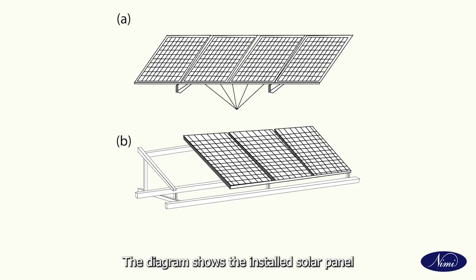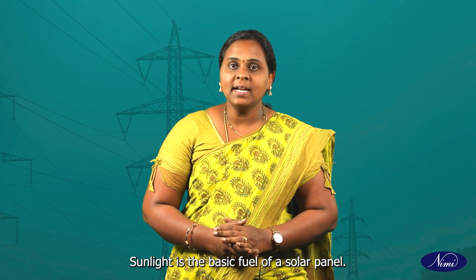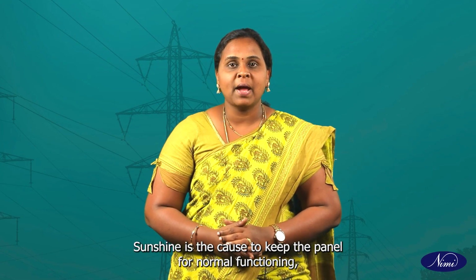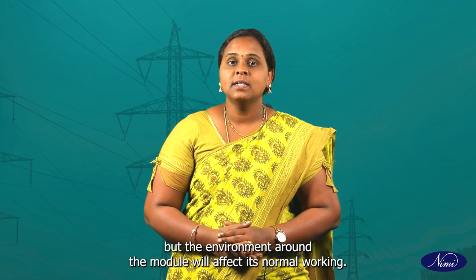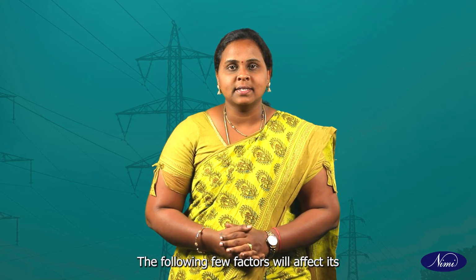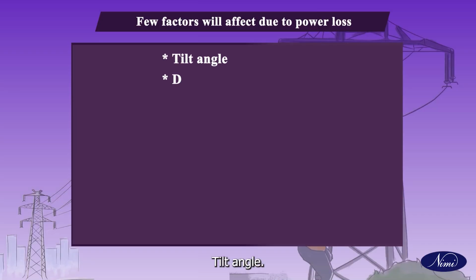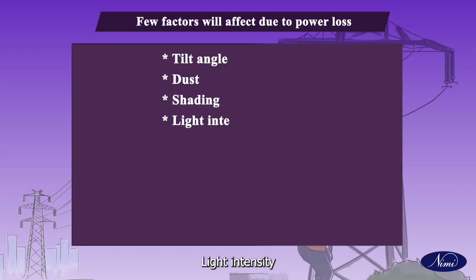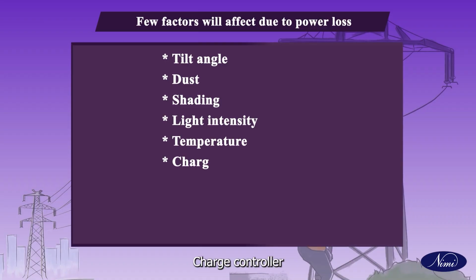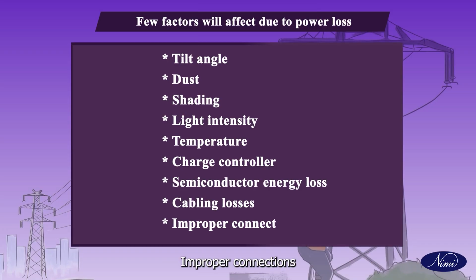The diagram shows the installed solar panel with mid clamp and with frame mounted installation. Functionality of solar panel. Sunlight is the basic fuel of a solar panel. Sunshine is the cause to keep the panel in normal functioning, but the environment around the module will affect its normal working. The following factors will affect its normal working, which causes power loss: tilt angle, dust, shadow, light intensity, temperature, charge controller, semiconductor energy loss, cabling loss, improper connections.